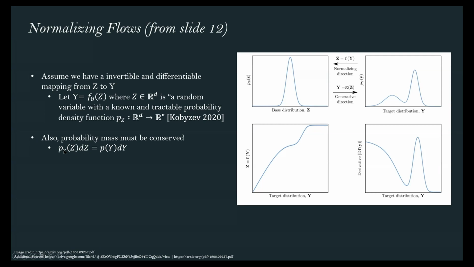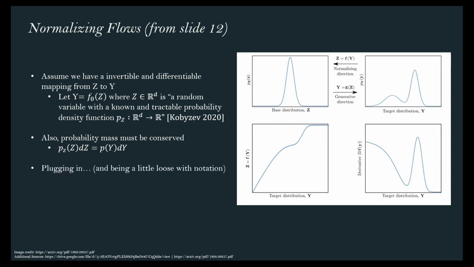So let me repeat that again. PZ is your probability mass per unit volume. dZ is an infinitesimal volume. So what you have is an infinitesimal volume multiplied by your mass per unit volume to get a little infinitesimal mass. And so all this is saying is an infinitesimal mass slice in the Z space must be equal to the corresponding infinitesimal mass slice in the Y space. That's kind of a key point there. So this probability mass must be conserved, and that's how we're saying it. So PZ dZ is PY dY.